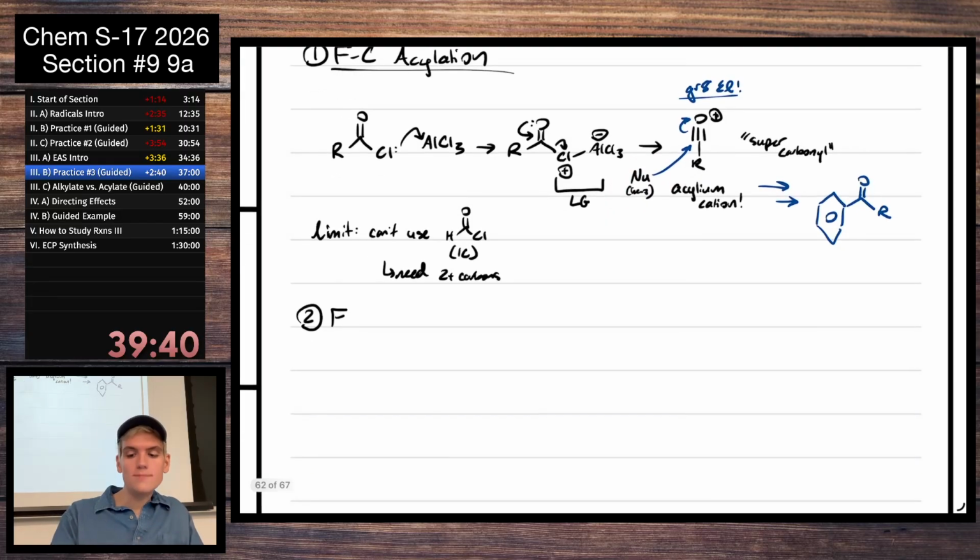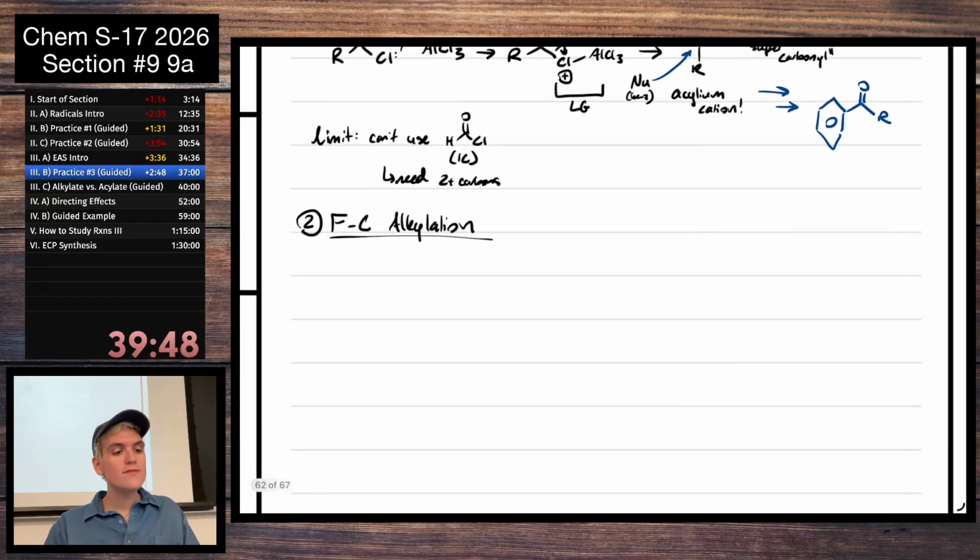Then our other option is Friedel-Crafts alkylation, and she's the slightly more complicated girl. For Friedel-Crafts alkylation, basically we have 3 ways of generating the electrophile.